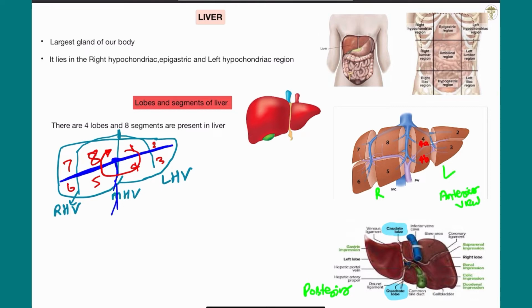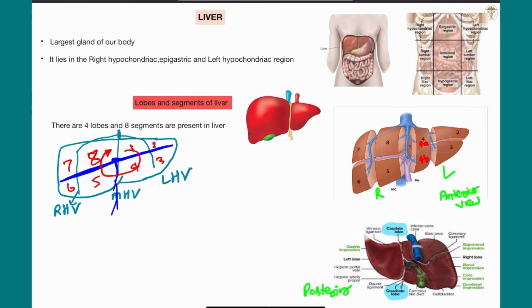So the largest segment in the liver is the 4th segment. If anyone asks you which is the largest segment of the liver among the 8 segments, the 4th segment is the largest segment.